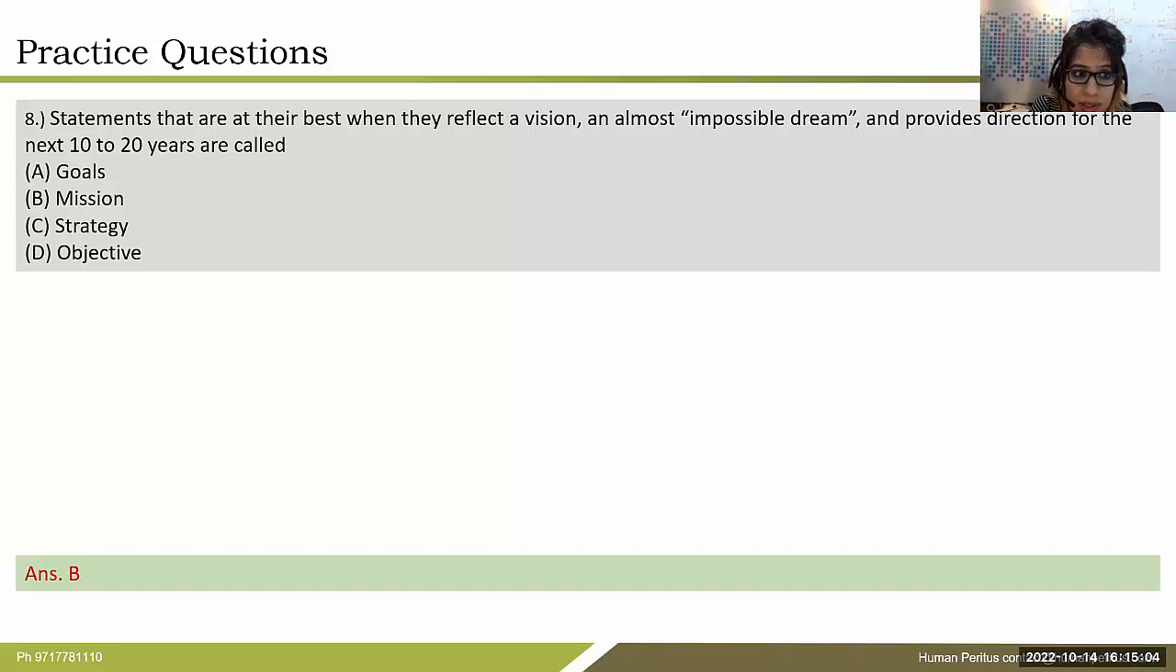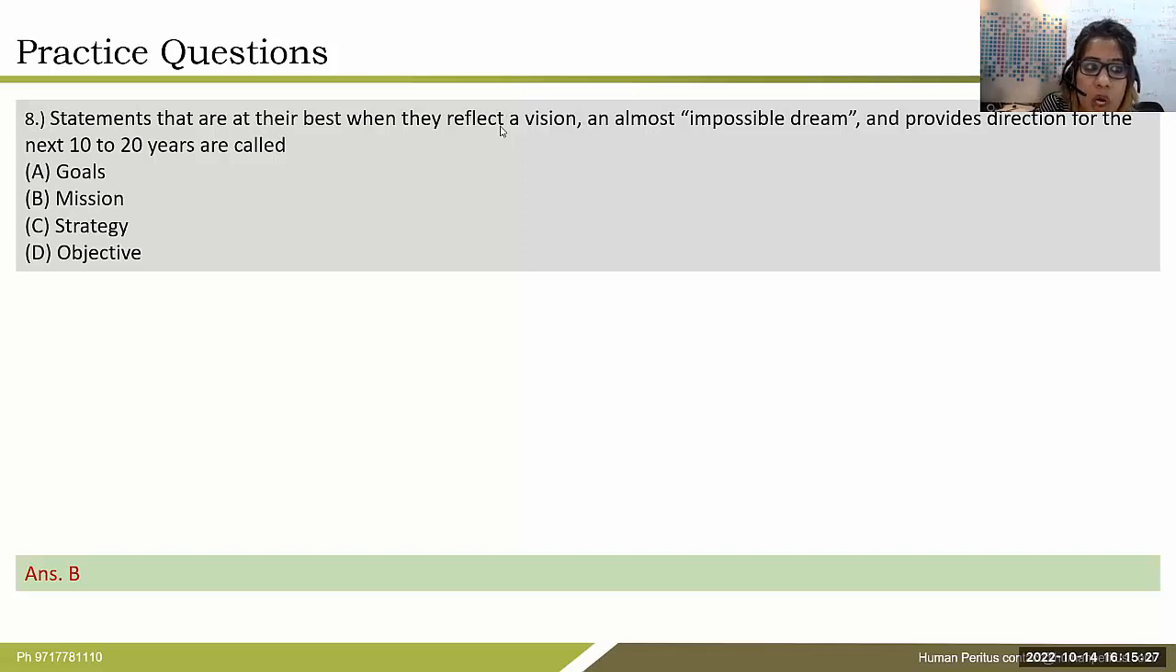What is our goals? Our goals will change, right? Missions also change, but strategy, objective. Check the options, please. Missions reflect our visions. Yeah, absolutely. That's the reason they have written it. Somita, absolutely correct. You got confused by seeing the duration.